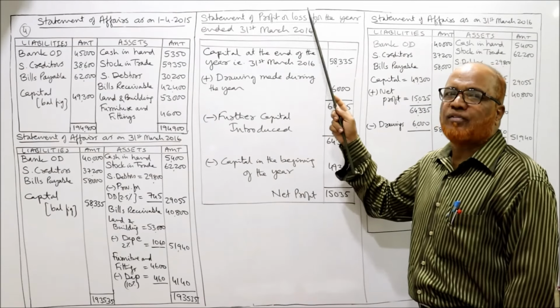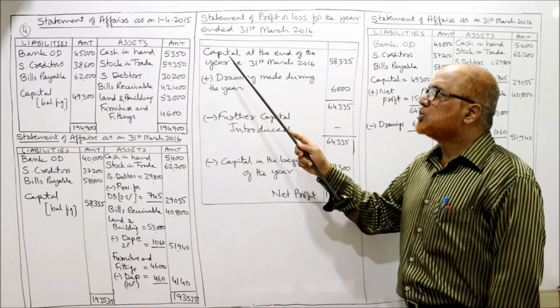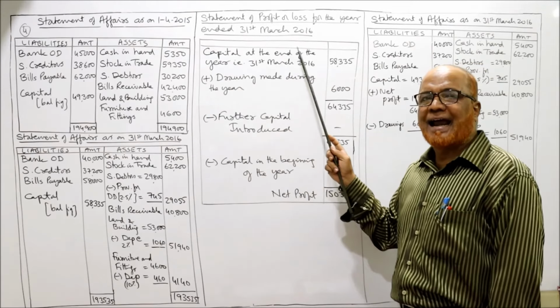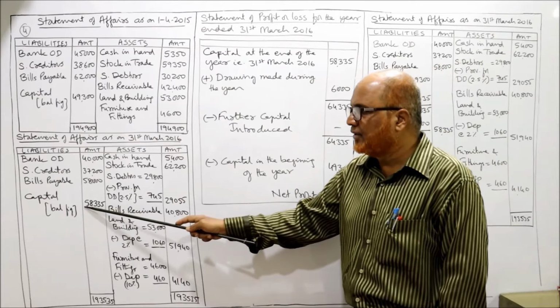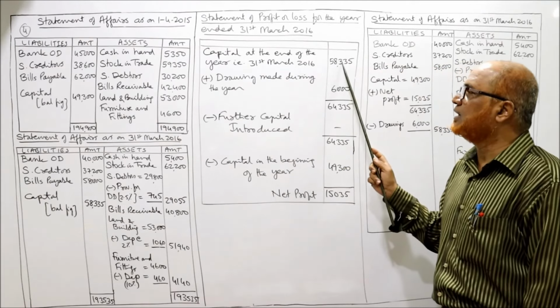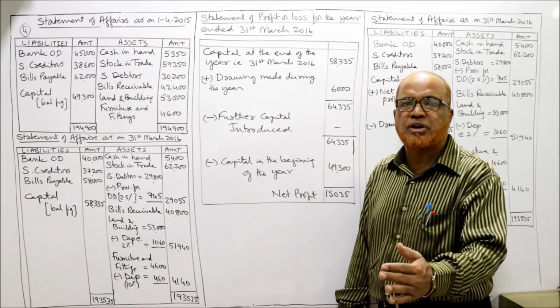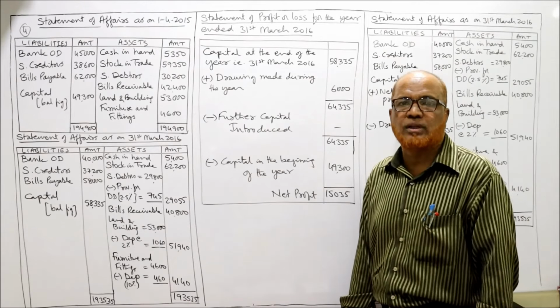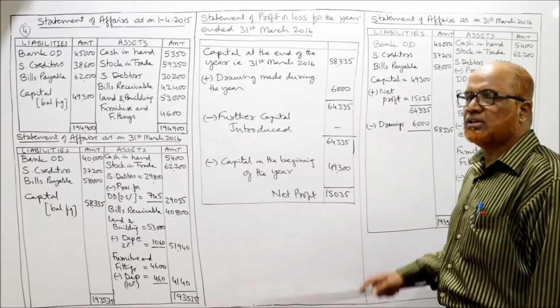So statement of profit or loss for the year ended 31st March 2016. So first we begin with capital at the end of the year, 31st March 2016. Just now we have calculated 58,335. To this we add the drawings. It is given in the problem adjustment. Drawings are 6,000 during the year. Drawings made during the year 6,000. Add up, you'll get 64,335.